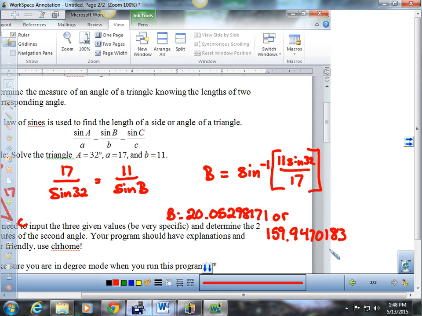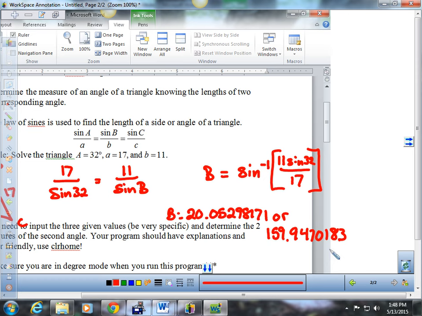Okay, now this one, on the last one you inputted the side first because there was only one side. What should you probably input first on this one? The given angle. And then what should be the second thing? The corresponding side. Okay, so I've already told you then how I would write my program.